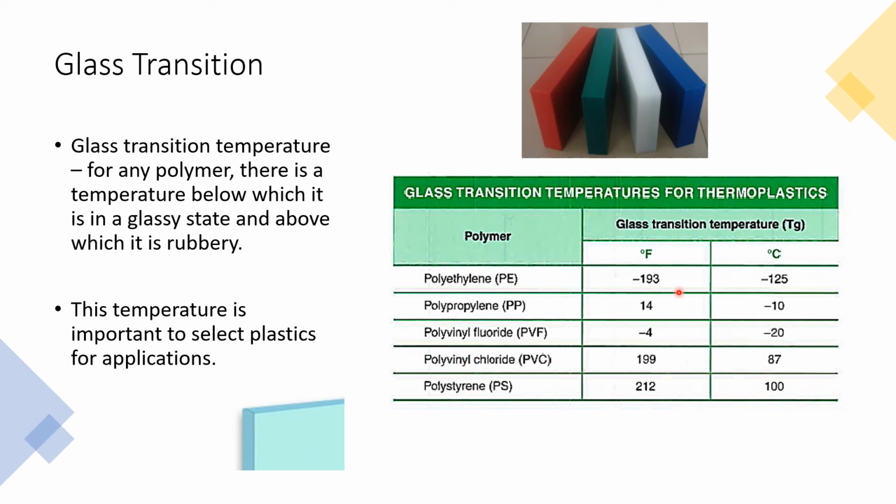Why? Because we use it to select plastics for certain applications. We're making many different kinds of products, and in order for us to choose the right plastic, we have to deal with the temperature. So here we have PE, polyethylene, with a glass transition temperature, changing from flexible to rigid, at minus 193. Then 14 for PP, minus 4 for PVF, 199 for PVC, and 212 for PS.